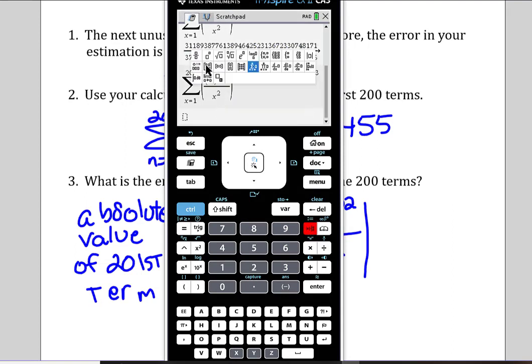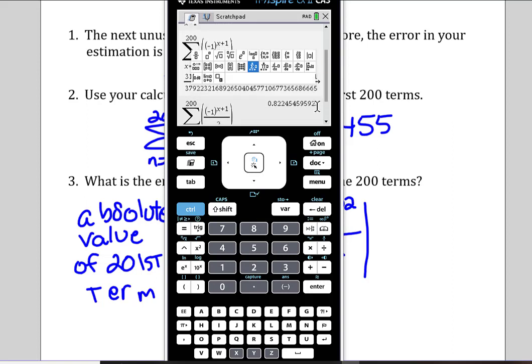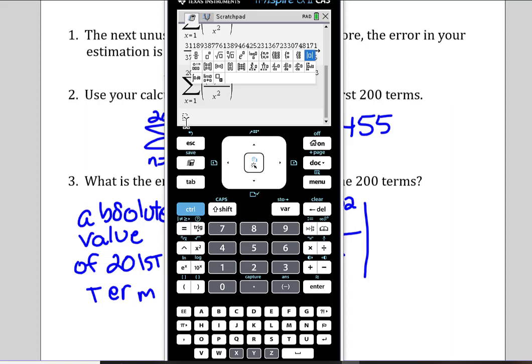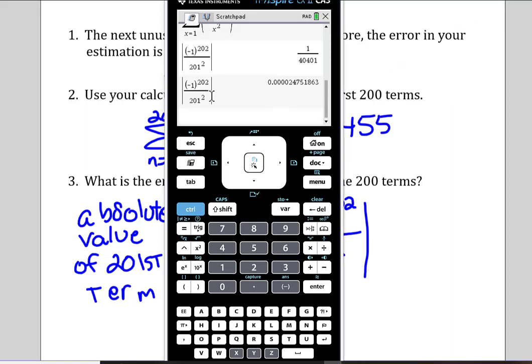so the absolute value is right here, and we've got absolute value. So we want negative 1 to the 201 plus 1 gives me 202 in the numerator and 201 squared in the denominator. And here we have our error. So 1, 2, 3, 4 zeros, 0.247.